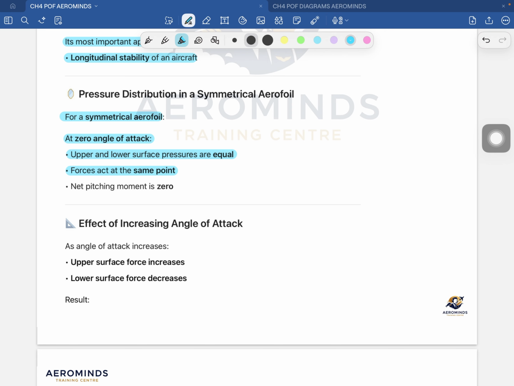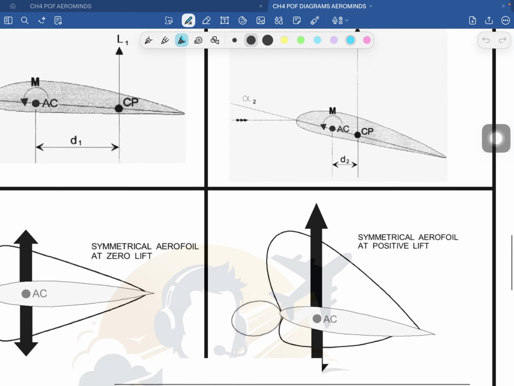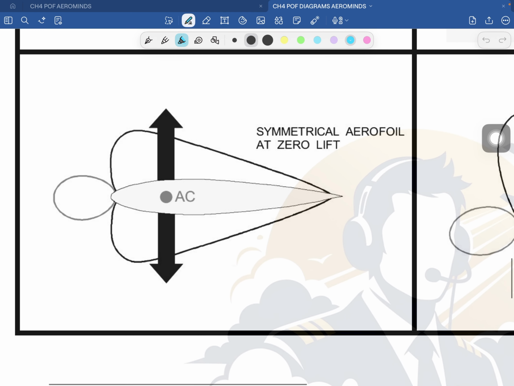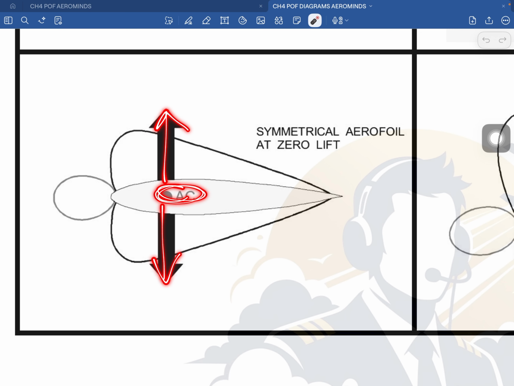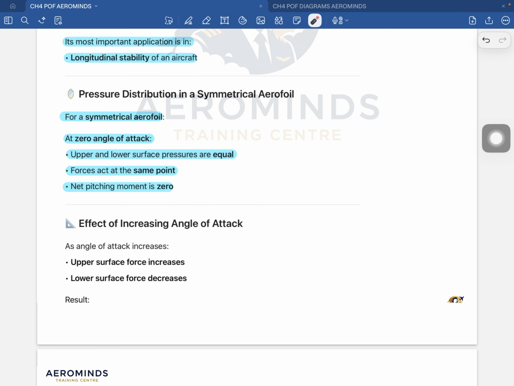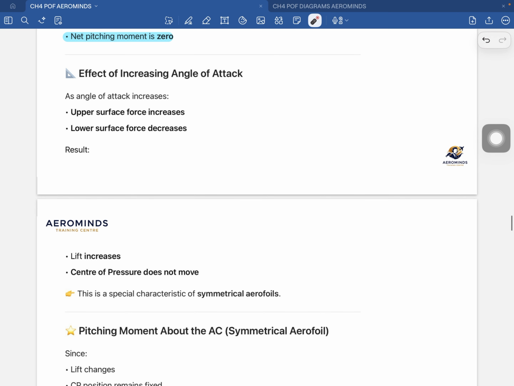The force acts on the same point and the net pitching moment will be zero. See this. For a symmetrical airfoil the forces will be equal, so they'll cancel out each other at zero lift angle of attack. Now comes the effect of increasing angle of attack.